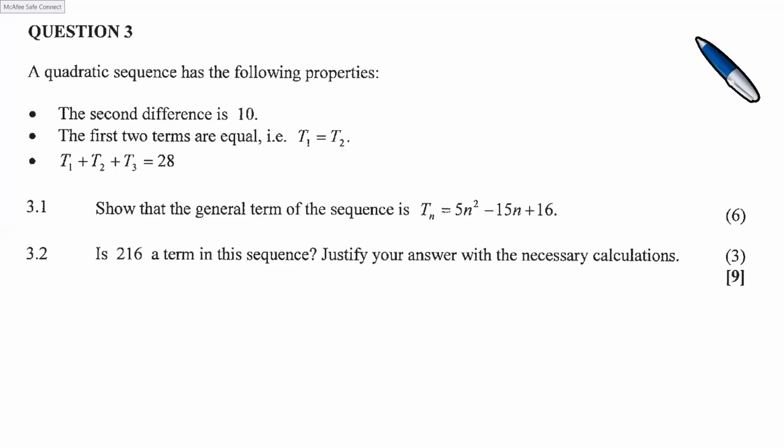You have this quadratic sequence, and it has a second difference of 10. The first two terms are equal, that is, term 1 equals term 2. And they also said term 1 plus term 2 plus term 3 is 28. Then they said, show that the general term of the sequence is 5n squared minus 15n plus 16.